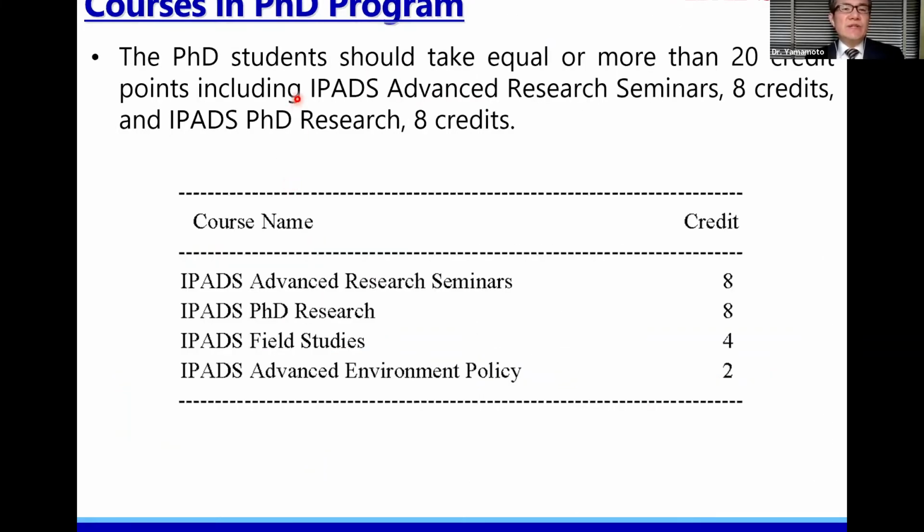These are the courses in the PhD program. Different from master course students, PhD students don't have to take coursework. Instead, PhD students should focus on their own research, and also they should take equal to or more than 20 credit points, including IPAT Advanced Research Seminars, 8 credits, and IPAT PhD Research, 8 credits. If you have any questions, please look at the page of the website, and for any further questions, please contact us directly.